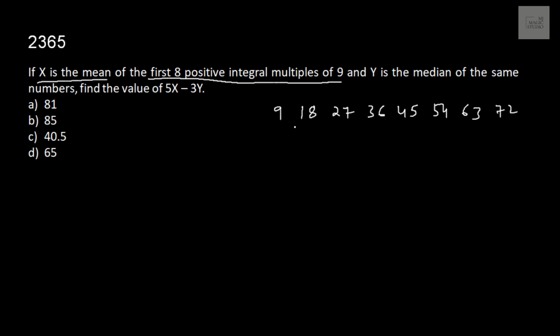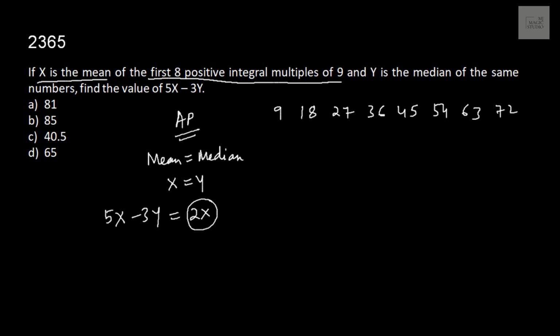First of all, if we look at this kind of series, this is always an AP series. For an AP series, mean is always equal to median, whatever the number of terms in the series. So in this case, x is simply equal to y. We are supposed to find the value of 5x minus 3y. That means we are actually supposed to find the value of 2x, whether we calculate mean or median.